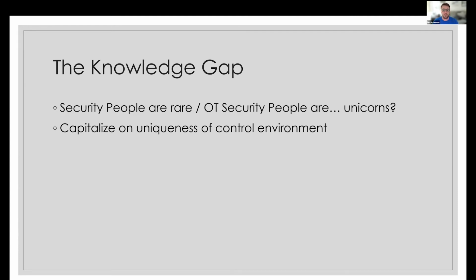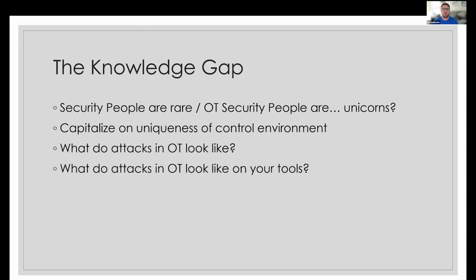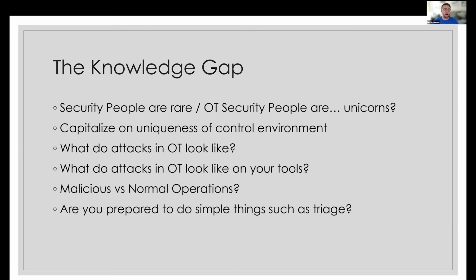Now, there's been a whole lot of write-ups. There's a lot of interest in OT security, but the reality is a lot of people don't understand what an OT attack actually looks like in their tools. You get an alert, you get an event. How do you really ascertain, how do you know the difference between malicious and normal operations?